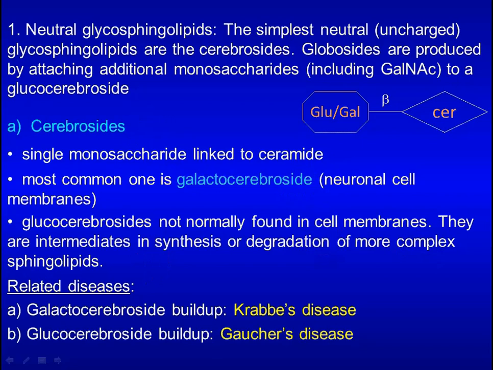Here, a mnemonic Kg may help you put these two diseases together. In most countries, Kg is used as a unit of weight. Here, K represents Krabbe's disease, G represents Gaucher's disease. These are the diseases caused by buildup of cerebrosides.